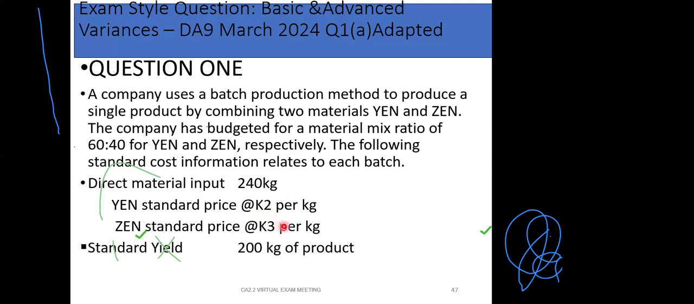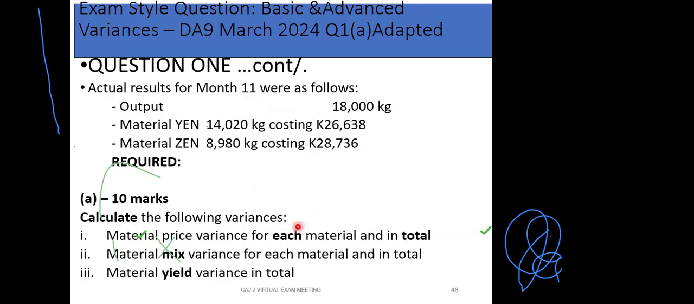Then the next slide, where the requirement is 48, actual results. Actual results for month 11 were as follows. It's important to know what is actual and what is standard. So on the next slide, above the requirement, everything there is actual. So we compared the standard things on slide 47 with the actual on slide 48. Output 18,000 kgs.